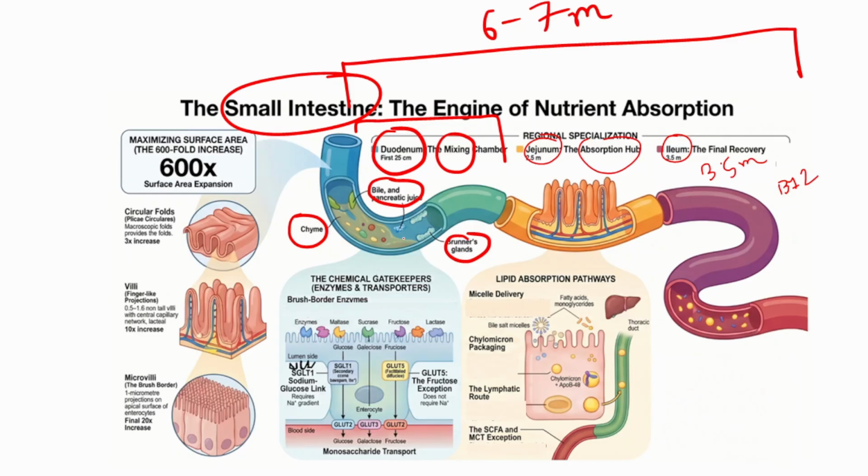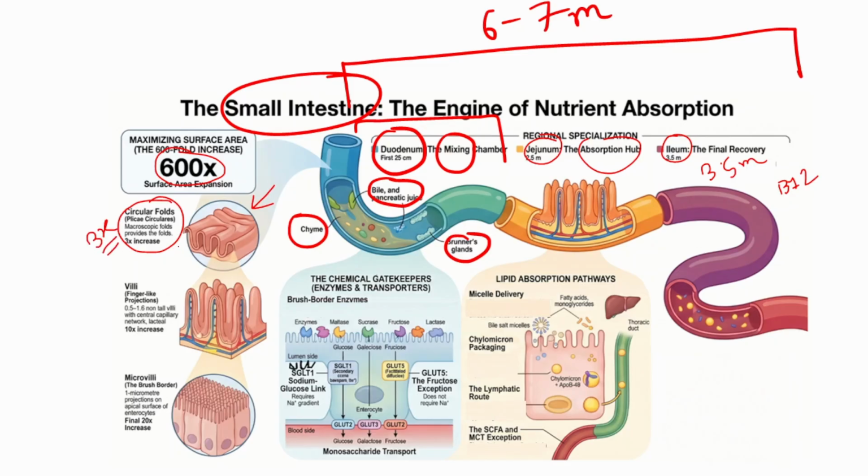To accommodate this massive functional demand, the small intestine utilizes structural modifications to achieve a staggering 600 times surface area expansion. Let us build this anatomical magnification hierarchy from the largest macroscopic structures down to the cellular level. On the base layer of the intestinal wall, we place circular folds, alternatively known as plicae circulares, which are visible macroscopic folds providing an initial 3x increase.